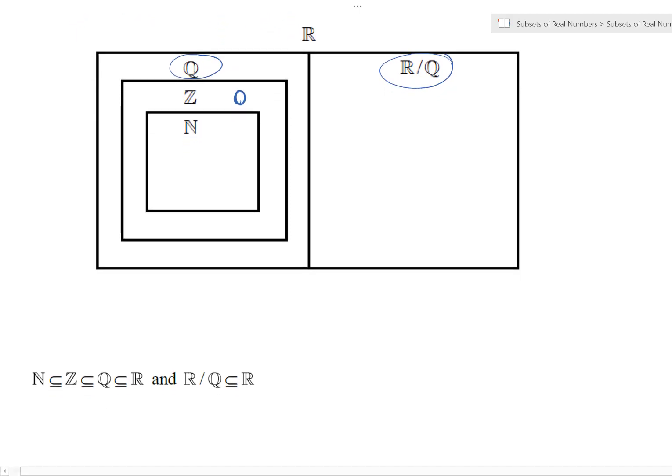So all that stuff we just stated is stated right here, right? Natural numbers, a subset of the integers. Integers, a subset of the rationals, which also means the naturals are a subset of the rationals, and all of those are subsets of R. And then, of course, the irrationals, R without the Q, that's also a subset of R.